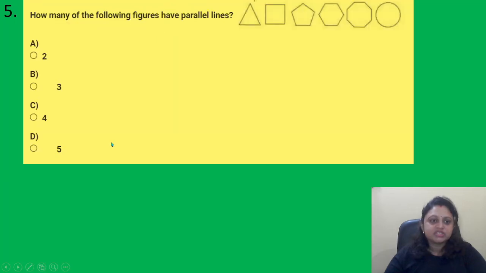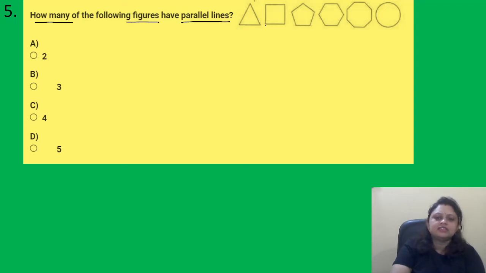Coming to the next question: how many of the following figures have parallel lines? Here 6 different figures are there. Options are A 2, B 3, C 4, D 5. We have to find out how many of the following figures have parallel lines. In the triangle there is no parallel line. In the square, yes, these two lines are parallel. And here no parallel line.